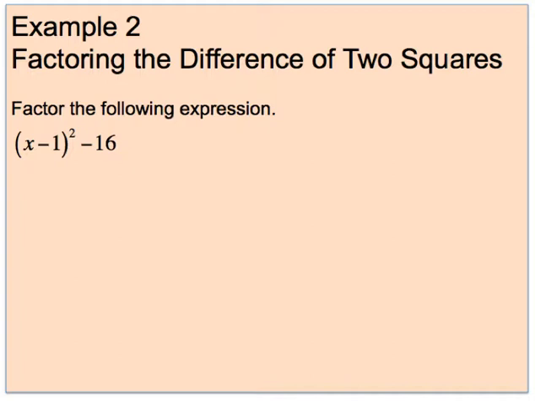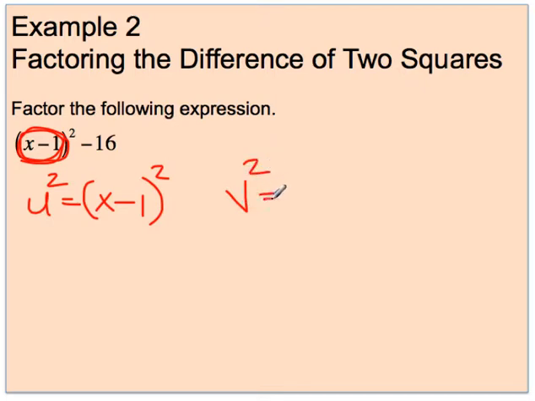Example 2 is something that we don't see very often, but this is a little bit more complex. This is still the difference of two squares, because if this thing was just one piece, we have that piece squared minus 16. So in this case, our u squared actually equals the binomial x minus 1 squared, and our v squared equals 16. So u actually equals the binomial itself, x minus 1, and v equals 4.